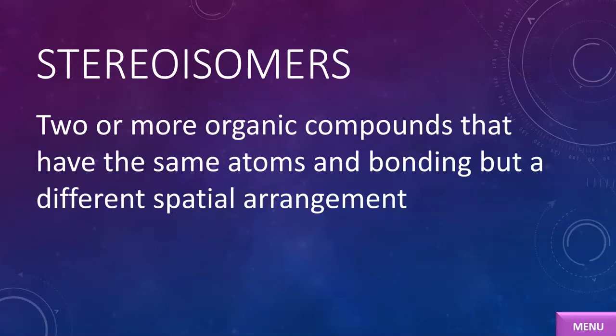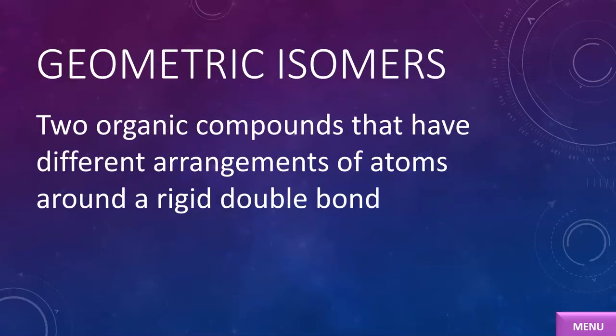The other type of isomerism is stereoisomers. These are two or more organic compounds that have the same atoms and bonding but a different spatial arrangement. This includes geometric isomers, which have different arrangements of atoms around a rigid double bond, and also optical isomers, which we will cover later in the unit.